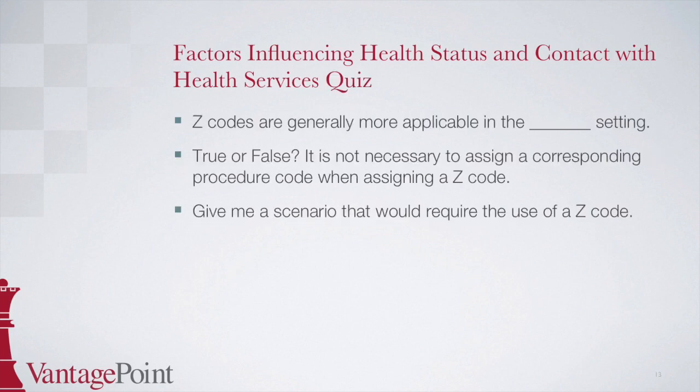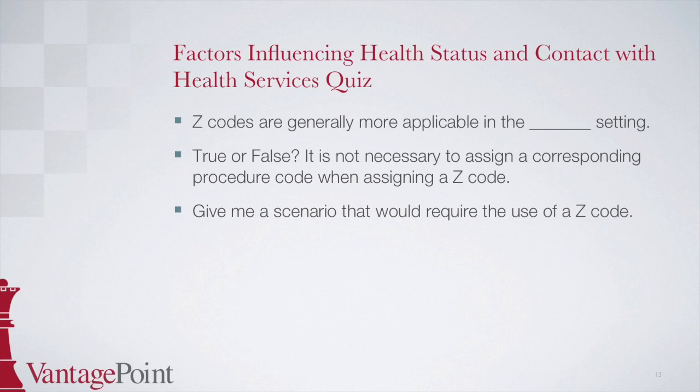Now it's time for our quiz. Our first question is, Z codes are generally more applicable in the blank setting. The second question is true or false. It is not necessary to assign a corresponding procedure code when assigning a Z code. The third question is, give me a scenario that would require the use of a Z code. You can pause the webinar to write down your answers and then hit play to find out if you were correct.